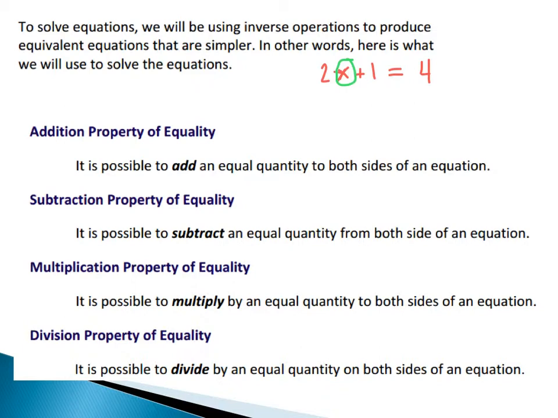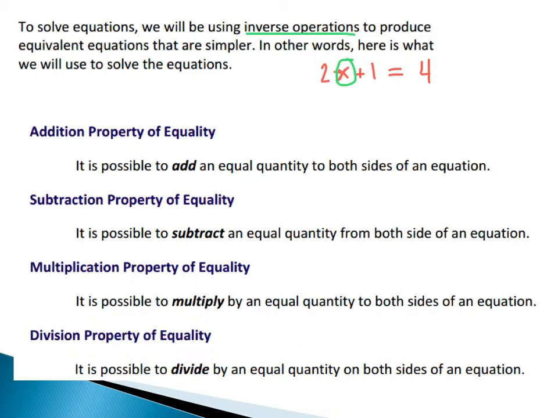Now to do this, we're going to use what's called an inverse operation. When we see something being done to the variable x, like plus 1 or times 2, we are going to do the inverse operation to get x isolated, to get x by itself. Inverse means the opposite. So if I see that I'm adding, I'm going to subtract to get rid of it. If I see that I'm multiplying, I'm going to do the inverse, or the opposite, which is to divide. What we're going to make use of is basically these four properties here: addition, subtraction, multiplication, and division.